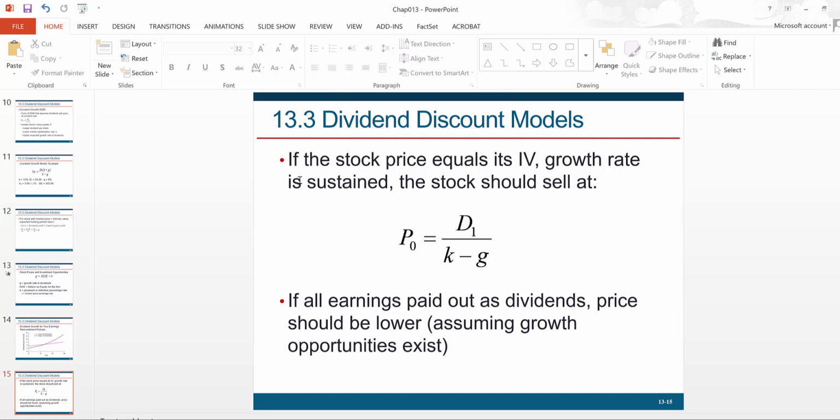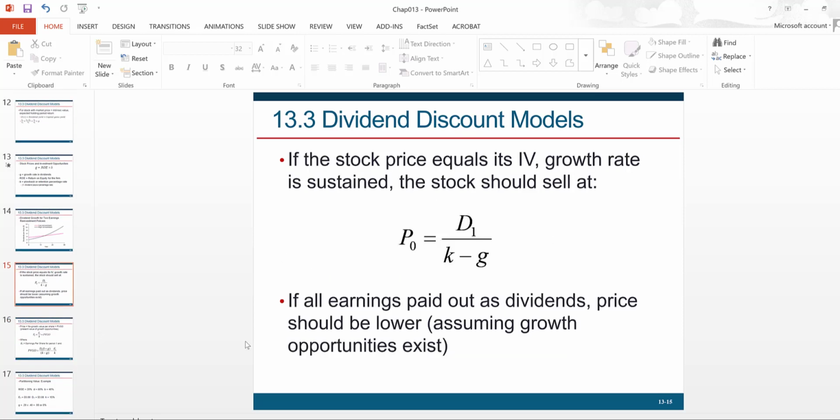Here basically it's saying that if the firm is fairly priced, if the stock price is the same as the intrinsic value, instead of V0, I can write this as P0, right? So price is the market price, V is the intrinsic value. I can use them interchangeably if they are the same, right? So this is D1 over K minus G equals P0.